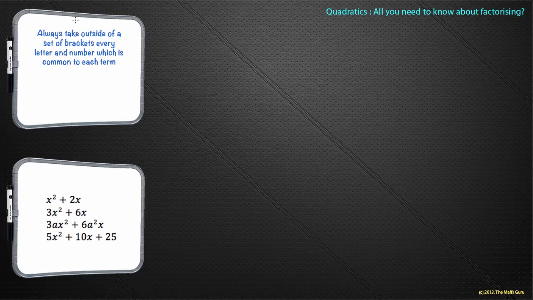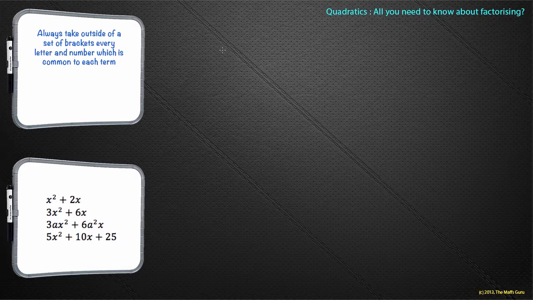And what does it say? It says, always take outside of a set of brackets every letter and number which is common to each term. This is basic factorisation. And this is where people start making horrible mistakes later on with quadratic factorisation because they don't see the tricks. They get so used to seeing this x squared, they start making horrible mistakes. But nice and easy does it.